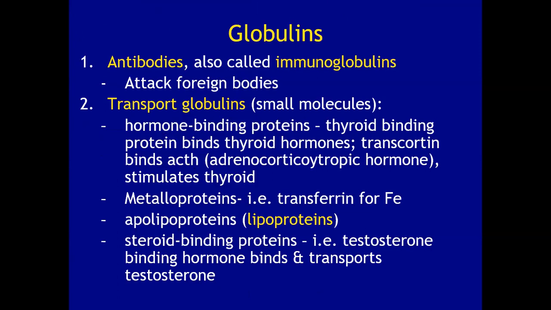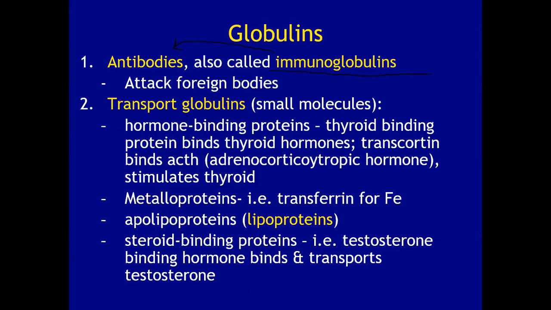The last one is the globulins. Again, it makes about 35% of the plasma proteins, and there are two completely different types of globulins. One of them we call immunoglobulins. Another name for that is antibodies.